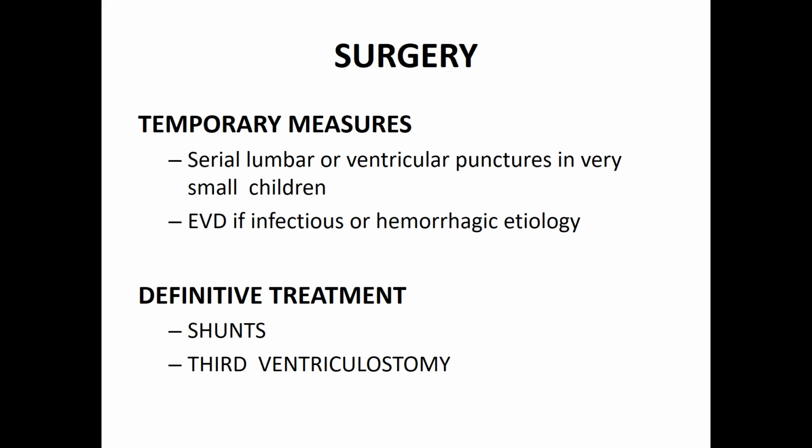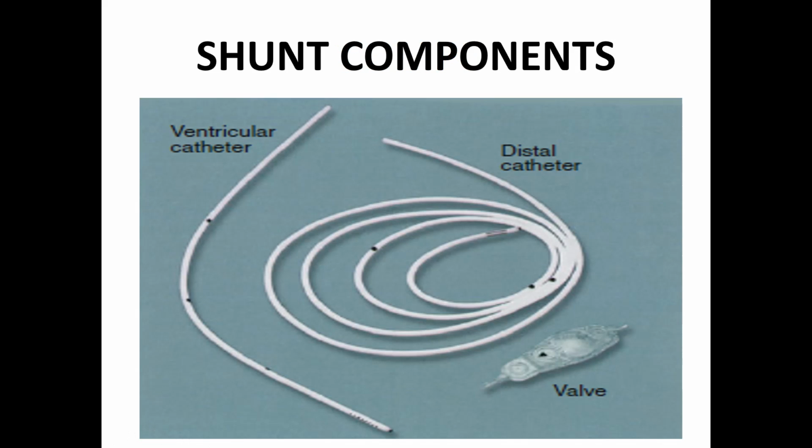So what is the definitive treatment? The definitive treatment is either the minimally invasive third ventriculostomy, which is an endoscopic technique, or we go through the shunts. The shunt system diverts the flow of CSF from the CNS to other areas of the body. A shunt is a flexible but sturdy plastic tube. A shunt system consists of a catheter and a valve.